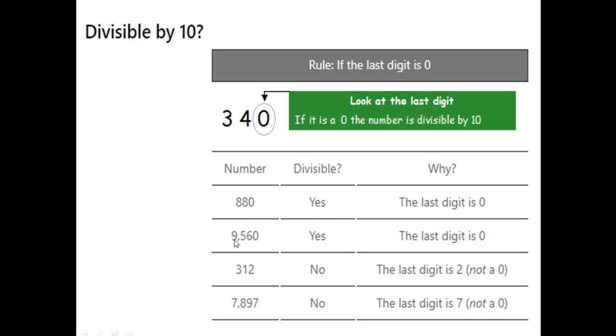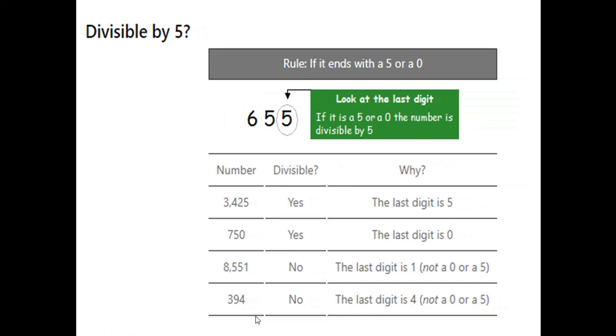Then 9560, here also the last digit is 0, so this is also divisible by 10. Then in the next two examples, you can see the last digit is not 0, so those numbers are not divisible by 10.